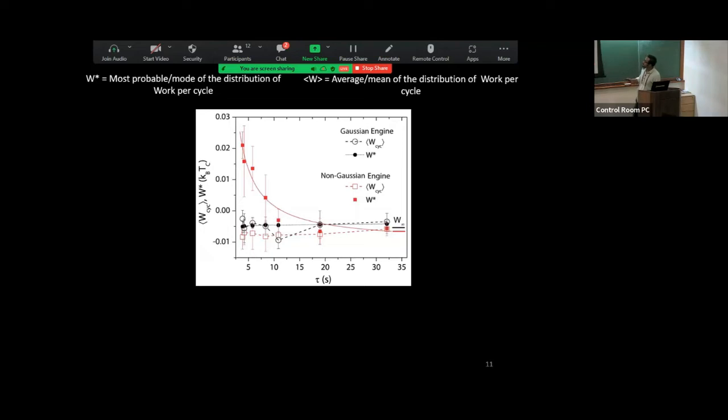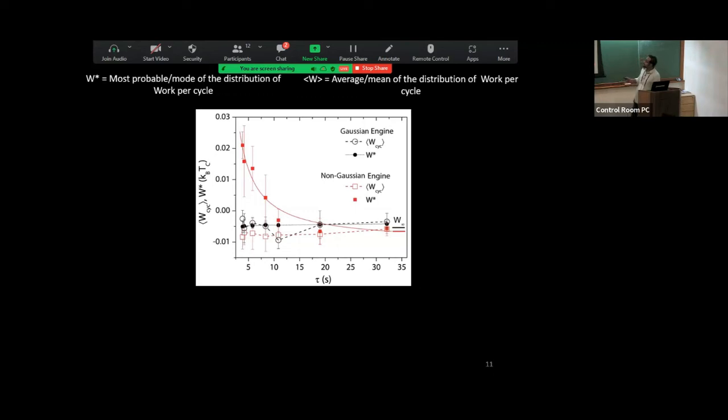To quantify this distribution, we looked at both the most probable value, or the mode, of this distribution and also the average of this distribution. So in this plot, I am plotting for you both these quantities for both the Gaussian and the non-Gaussian engine as a function of cycle time. You can see for the Gaussian engine, both the average and the most probable remain flat at all cycle times, close to the Stirling saturation work. This means that due to the fast driving at small cycle times, no further irreversibility is added to the system.